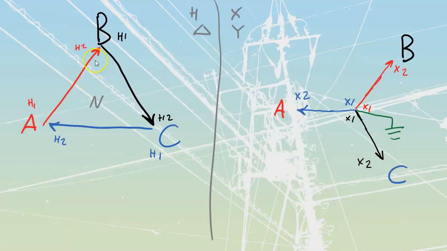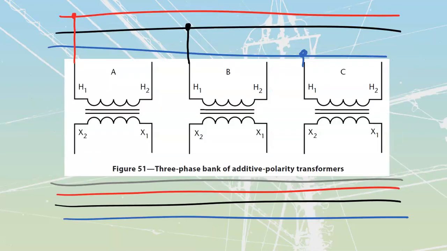Taking a look then back at our diagram, we see that A, the H2 connects over to B. So the A winding completes on B, B winding completes on C, and C winding completes on A. So we're just going to go back and do the same thing. The A winding is going to go and complete on B. The B winding is going to go and complete on C. And the C winding is going to go and complete on A.